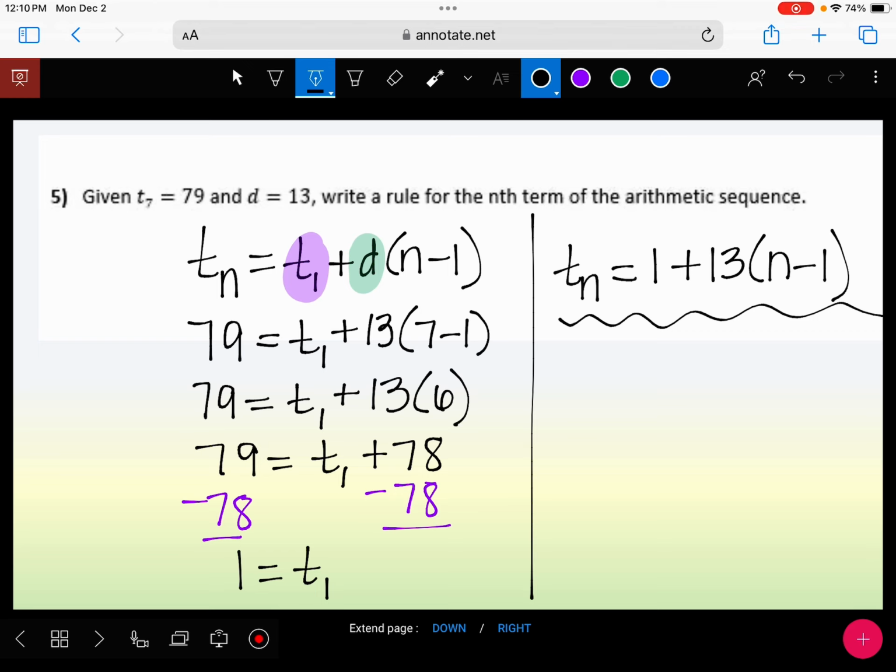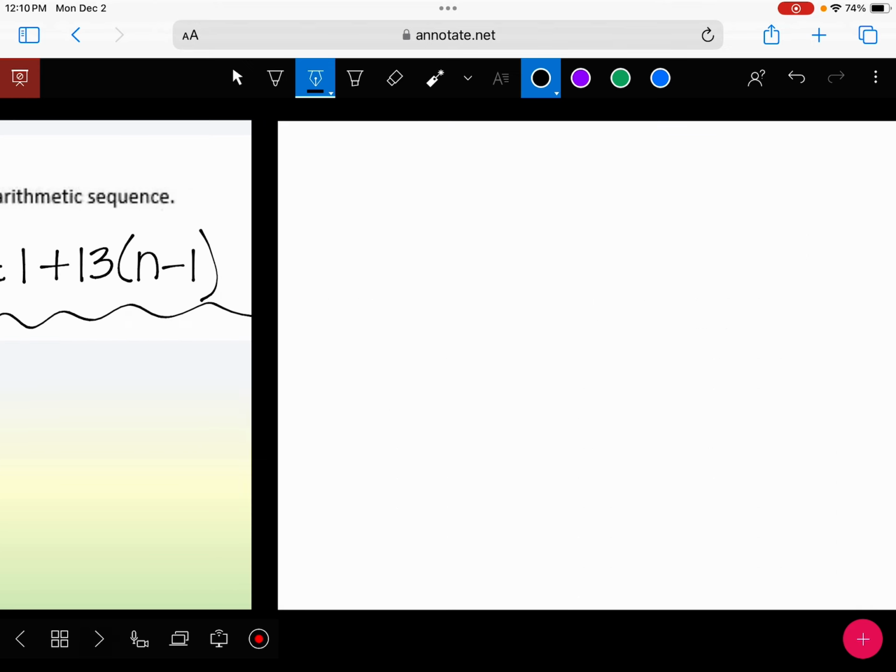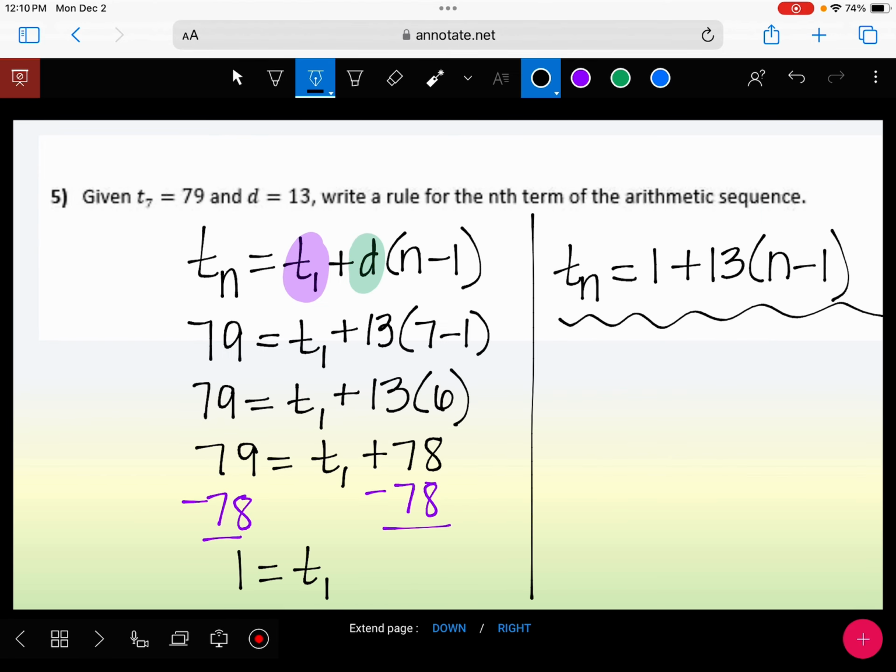Okay. I think we'll be okay. All right, so now we're going to use that rule. Ooh, did they ask us to find a number? What did it tell us to do? Oh, it just said write the rule. So that's your answer. Write the rule.